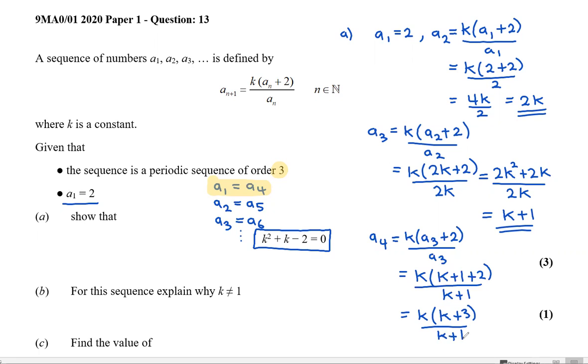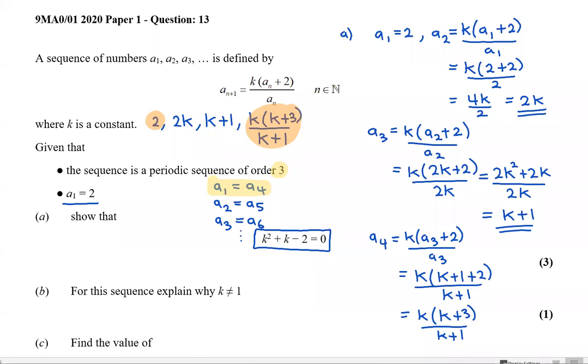So we've generated the first 4 terms, including the one that we're given. So our terms are as follows. So we have 2, we then have 2k, we then have k plus 1, and we now have k multiplied by k plus 3 divided by k plus 1. And because this is periodic, as I've already said, the first term and the 4th term here are equal. So that means we can set up an equation.